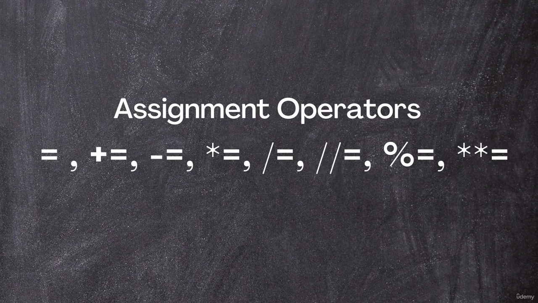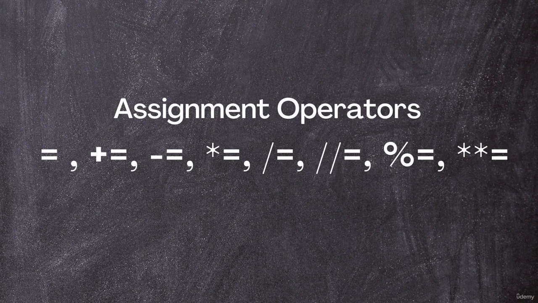Assignment operators are special symbols in Python that help us set and update variable values. The simplest assignment operator is the equal sign, which assigns a value on the right side to a variable on the left side. We've seen that at work. We've been using this operator right from when we started talking about variables. But Python also has combined assignment operators like plus equals, minus equals, multiply equals, division equals, floor division equals, modulus equals, exponent equals. These are the popular ones.